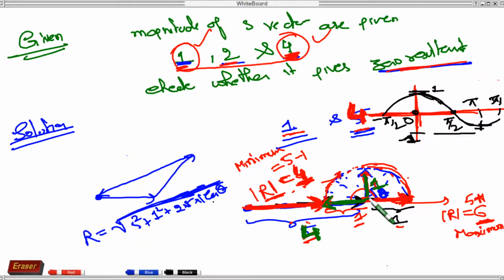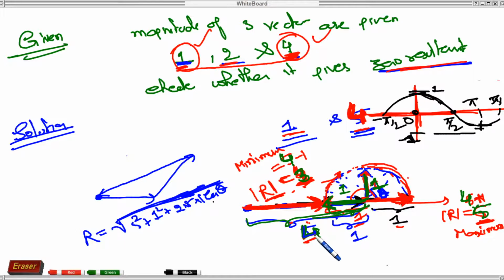So minimum will be 4 minus 1, that is 3, and maximum will be 4 plus 1, that is equal to 5. This one is 1, 4. Okay, this distance is 4 and this distance is 1. So 4 minus 1 is equal to 3.